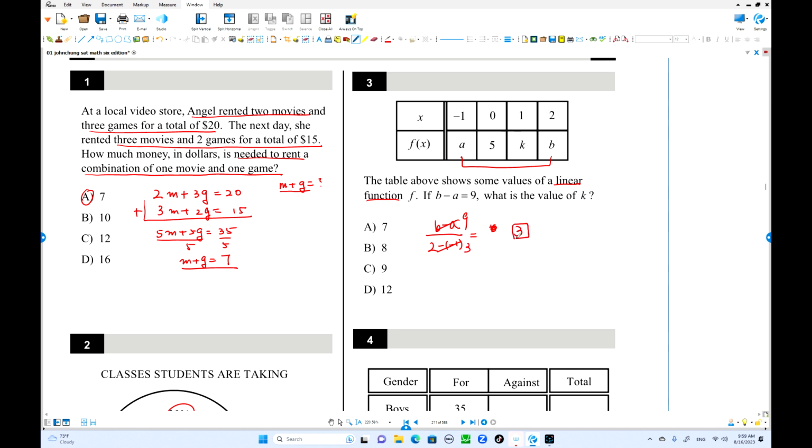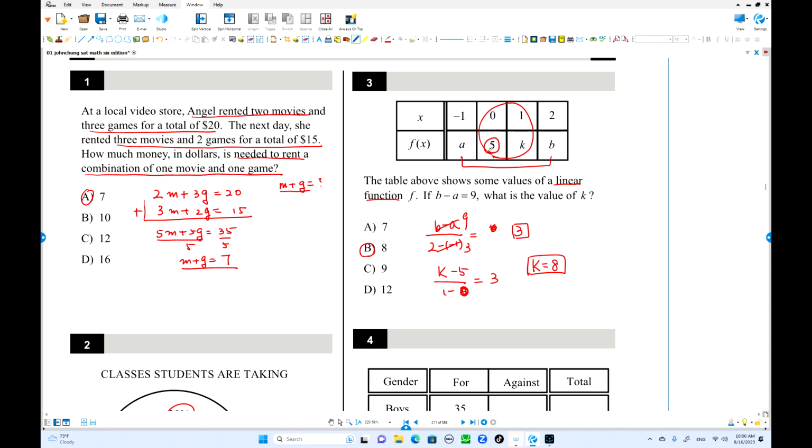Now we're going to find the value of k. You can use this one. k minus 5 over 1 minus 0, x2 minus x1, that equals 3. So k equals what? Plus 5 on both sides, it's going to be 8.